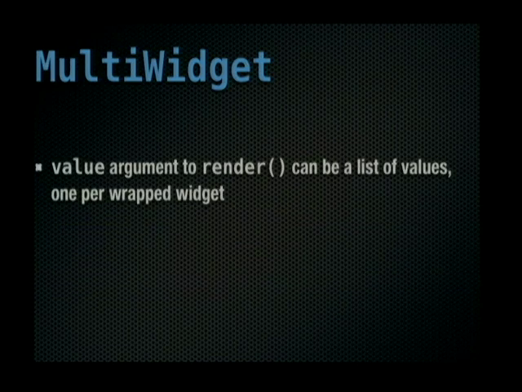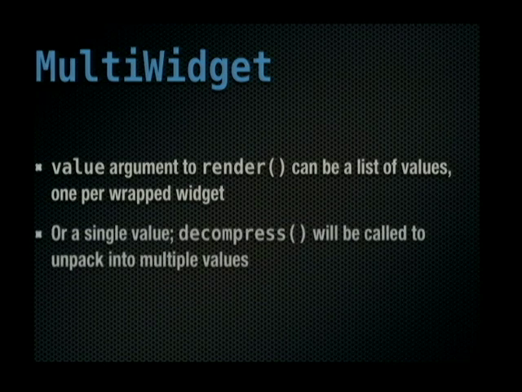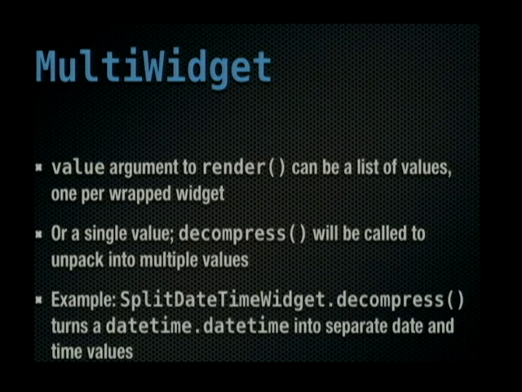With MultiWidget, the value argument to its render method is a list of values. It needs one value per wrapped widget. Or you can give it a single value, and a method called decompress will be called on that value to unpack it. So say with a datetime widget, you could pass a single datetime instance in there. The decompress method of the datetime MultiWidget knows how to split that into the date part and the time part. That's basically the example.